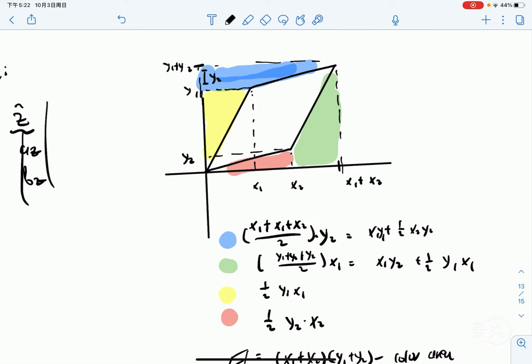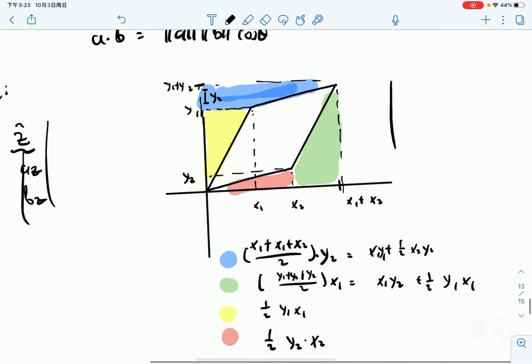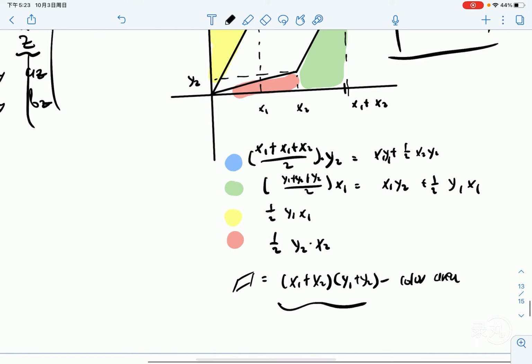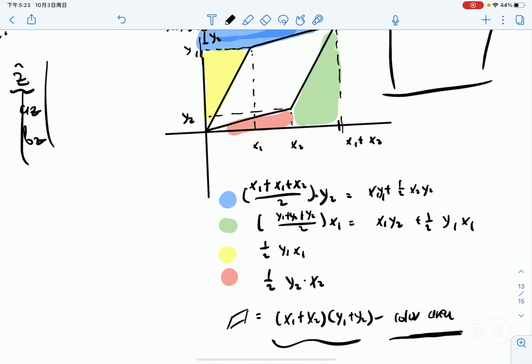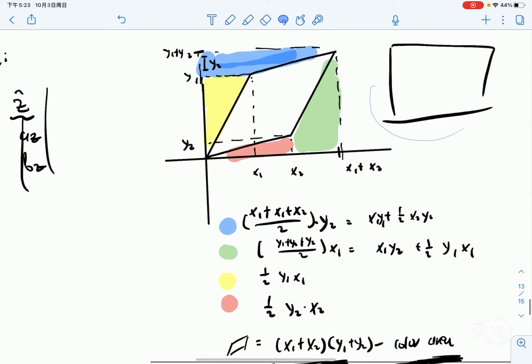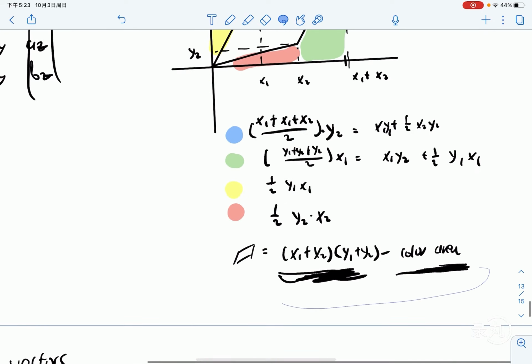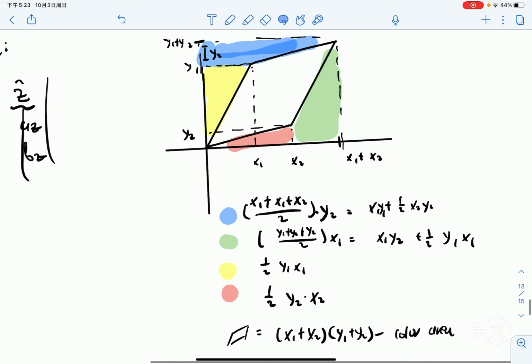So we can expand out and find the area of the blue part, which is this part, and the area of the green part is going to be this, and the yellow part is going to be this, and the red part is going to be this. And the area of the large rectangle is going to be this. And now we just subtract the colored areas from the large rectangle, then we can get the area of the parallelogram.